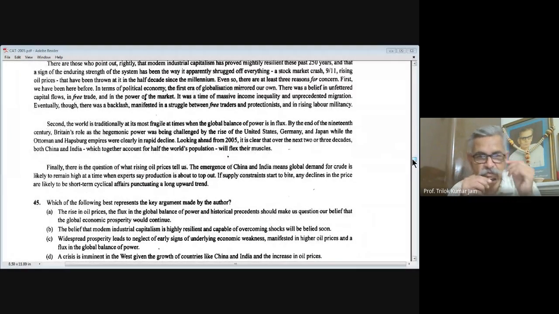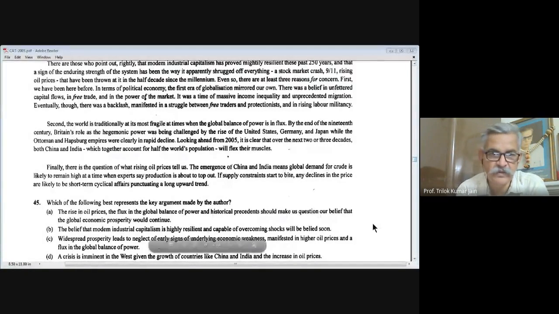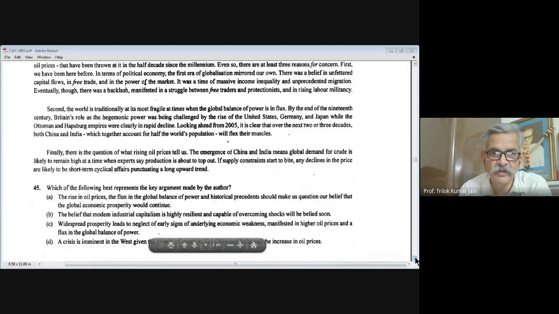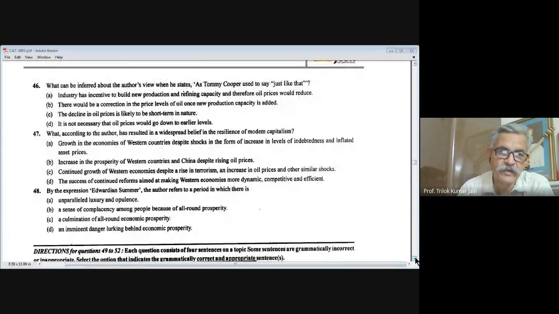Widespread prosperity leading to neglect of early signs of underlying economic weakness manifested in higher oil prices and a flux in the global balance of power. 46 is B. There would be a correction in the price level of oil once new production capacity is added. You had given the answer B. That's the correct answer. 47 is C: continued growth of Western economy despite rise in terrorism, oil prices, and other similar shocks. And 48 again B: sense of complacency. Edwardian summer means sense of complacency among people because of all-round prosperity.